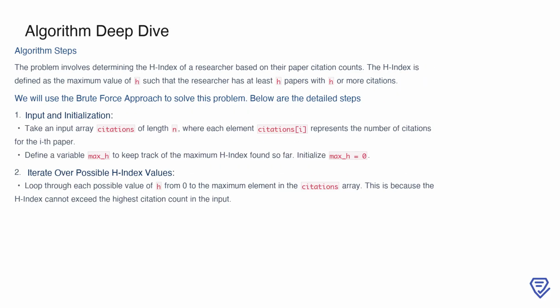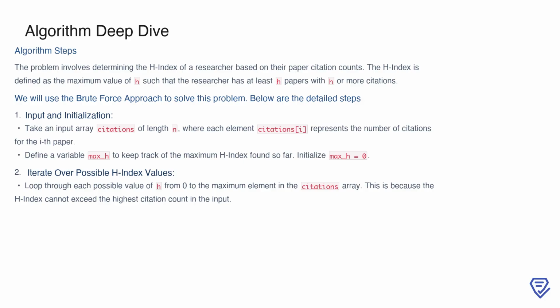To solve the h-index problem, we need to determine the maximum value of h such that a researcher has at least h papers with h or more citations. We'll start with a brute force approach, which involves systematically checking all possible values of h. First, we take the input array citations, where each element represents the number of citations for a specific paper. We initialize a variable max_h to 0, which will store the highest valid h-index found.